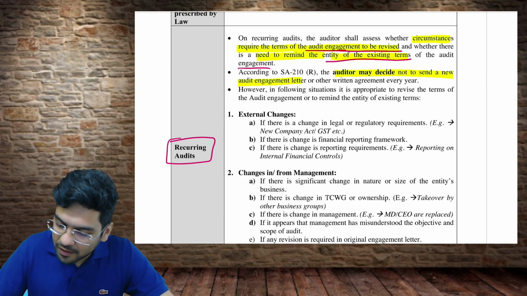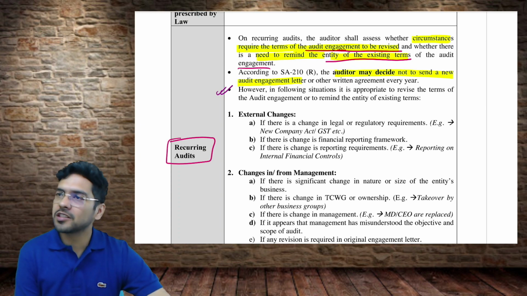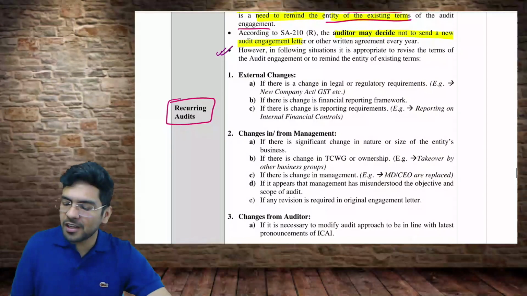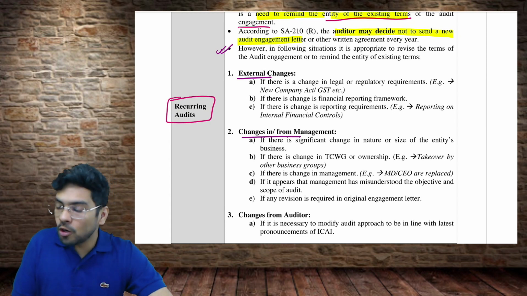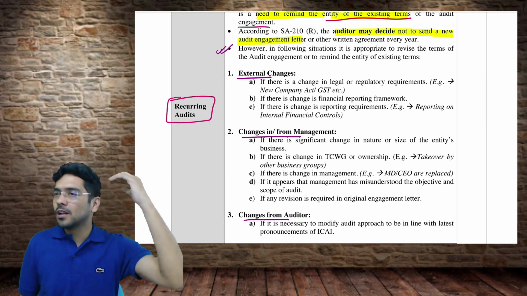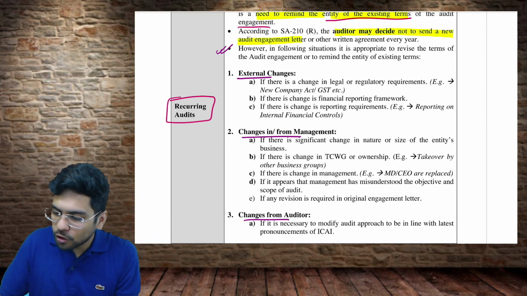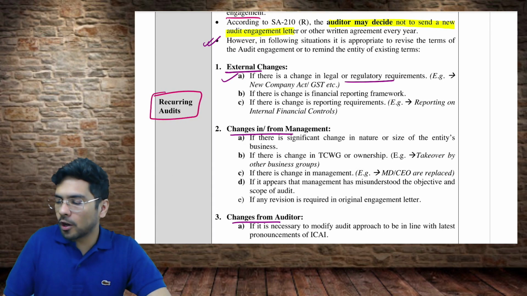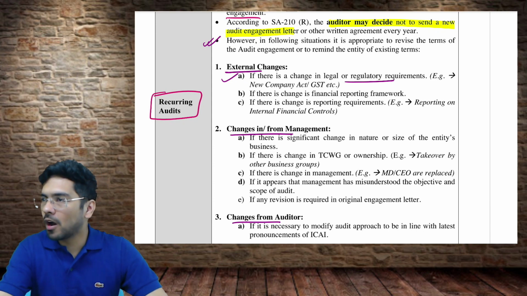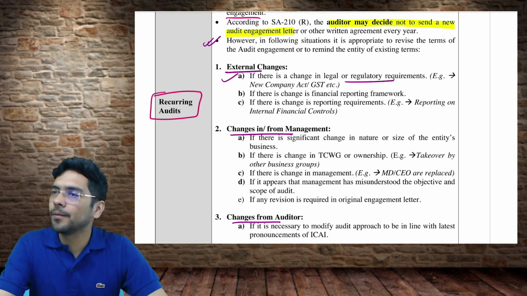But please understand, this question might be asked: in what circumstances should the auditor be sending a fresh AEL? For your easy understanding, I have categorized the points into three parts. One is external changes, second is changes in or from management, and the final is changes from the auditor. If there are changes, basically a fresh AEL should be sent. Point number one: if there is a change in legal or regulatory requirements, for example a new Companies Act requirement or new GST laws, then it is better that we come up with a fresh AEL.